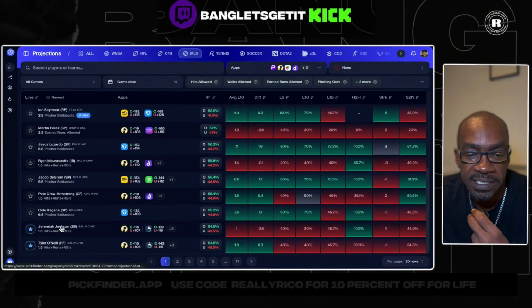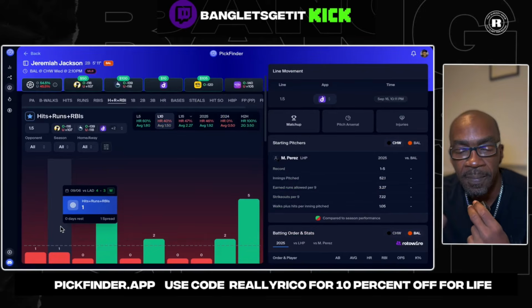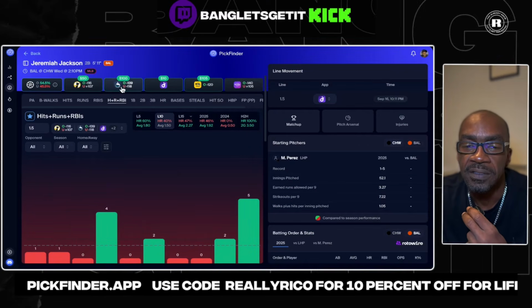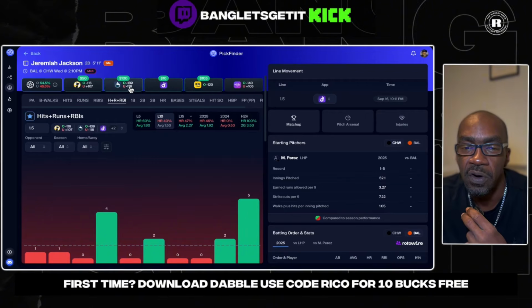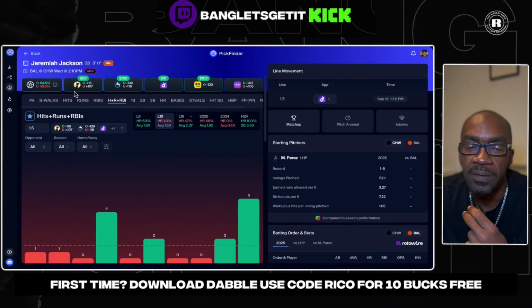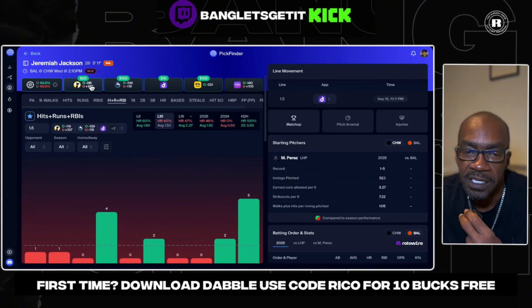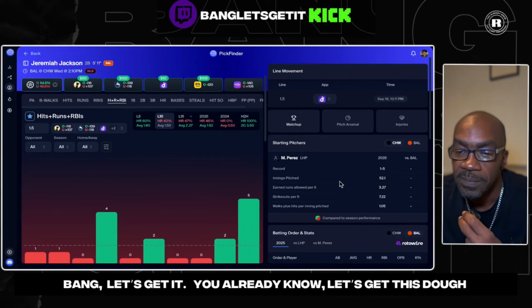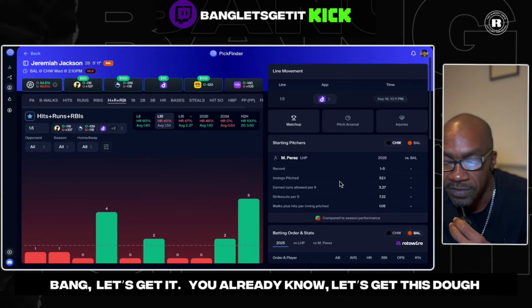And that's going to be Jeremiah Jackson, for the same reason, 54% chance to hit. Two books have it juiced to go over, Sleeper and Hard Rock, when I could get it at Underdog at minus 116. There's my 2-pick entry. And if you want to dig even more, that's what Pickfinder is definitely awesome for.